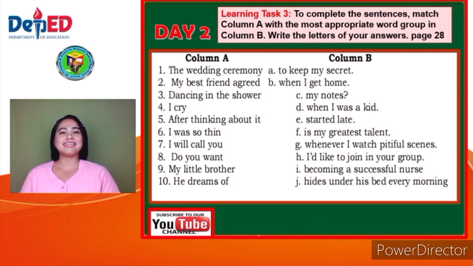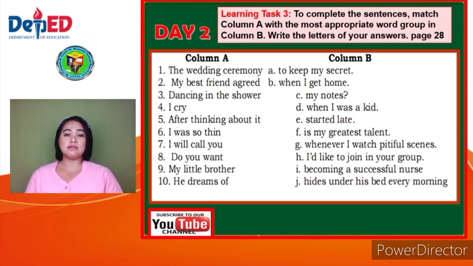Day 2. Learning Task 3. To complete the sentences, match column A with the most appropriate word group in the column B. Write the letters of your answer. This can be found in page 28. Column A, we have 1. The wedding ceremony. 2. My best friend agreed. 3. Dancing in the shower. 4. I cried. 5. After thinking about it. 6. I was so thin. 7. I will call you. 8. Do you want? 9. My little brother. 10. He dreams of.